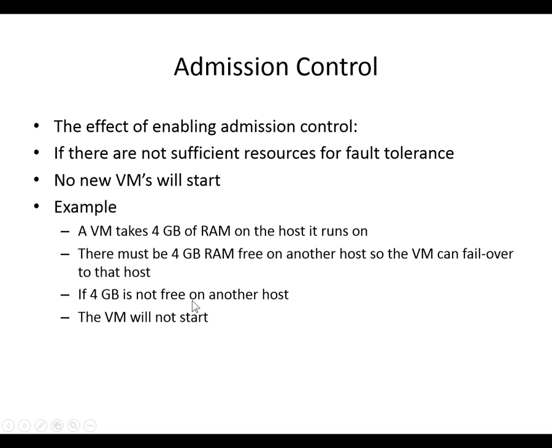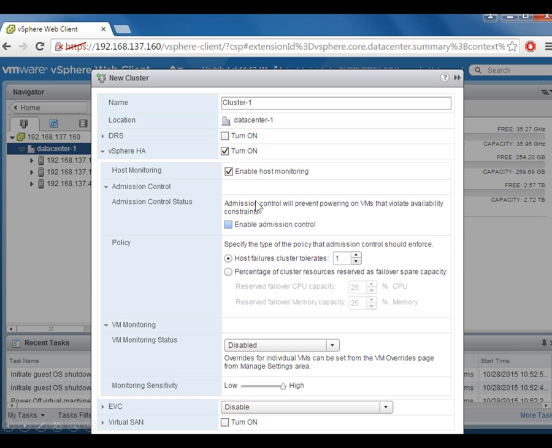If there is not 4 gig free on another host, then that virtual machine will not start. The idea here is if the virtual machine is not going to be protected by high availability, then we don't want that machine to start at all. That's the purpose of admission control. So I will certainly select the checkbox that says enable admission control.